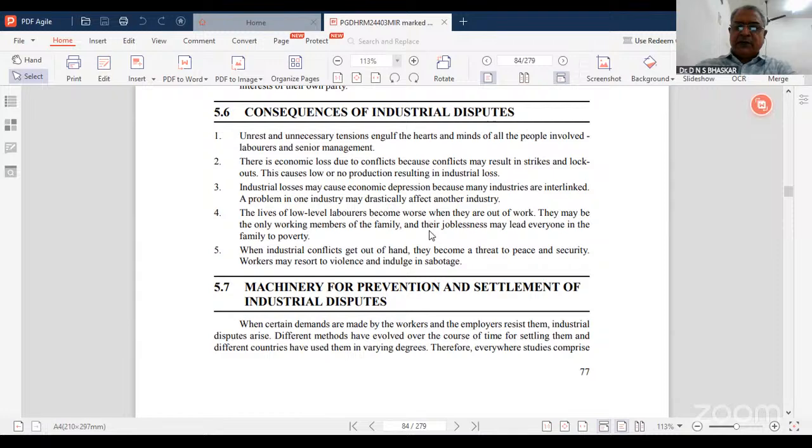Industrial losses may cause economic depression, because many industries are interlinked with each other. A problem in one industry may drastically affect another industry. That is what is happening nowadays. If one industry fails, almost all other industries will also fail.